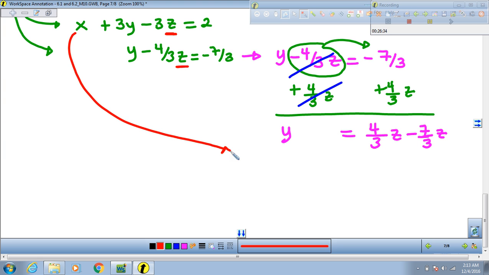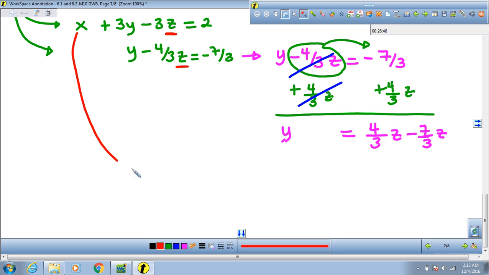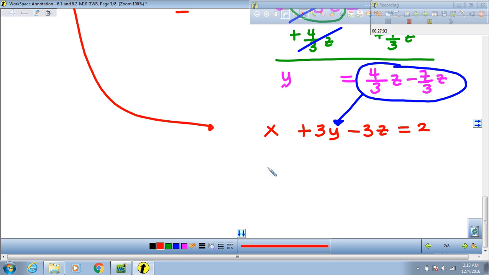I'm going to do here x plus 3. I don't want to confuse you because it looks too close. But as a second step, now you're going to do x plus 3y minus 3z equals 2. So all this, that is the value of y, is going to go into this y. So you're going to do x plus 3 parenthesis 4 over 3z minus 7 over 3z. And then minus 3z that was already there equals 2.